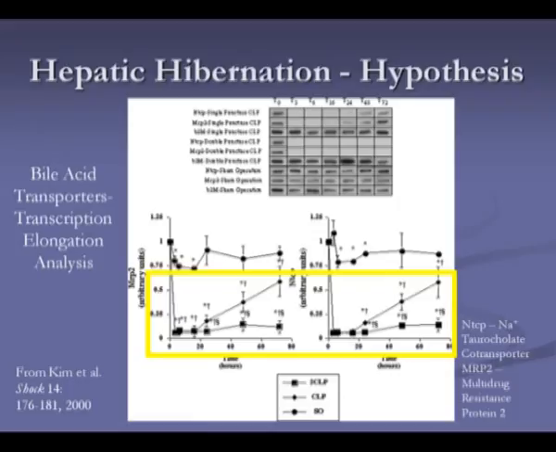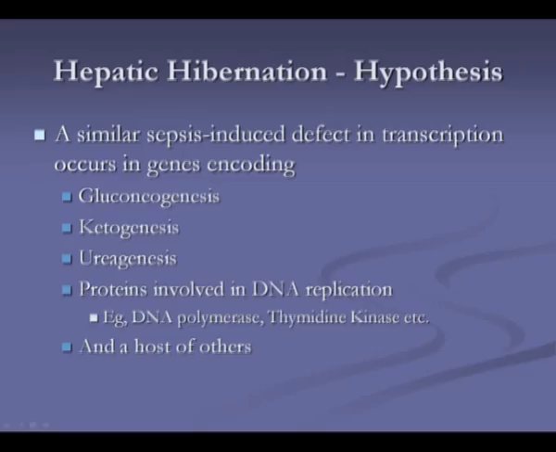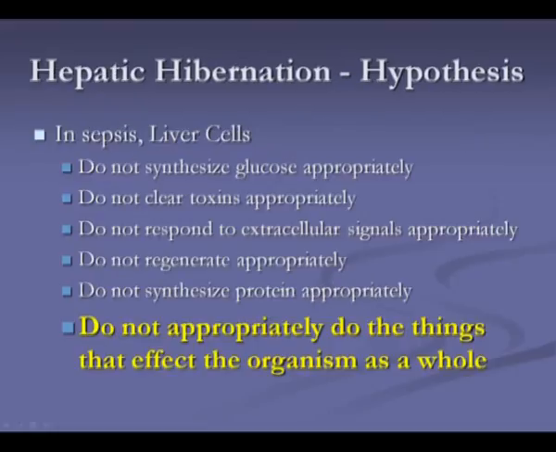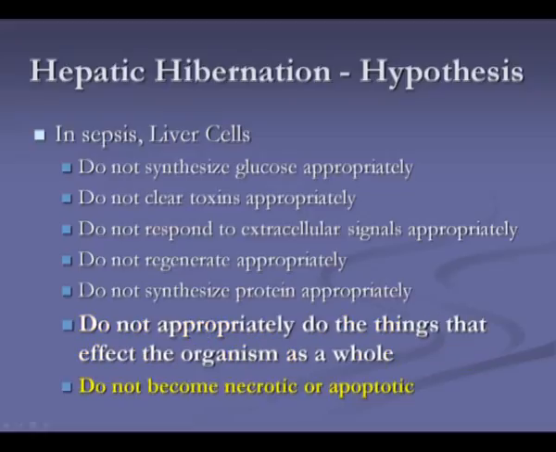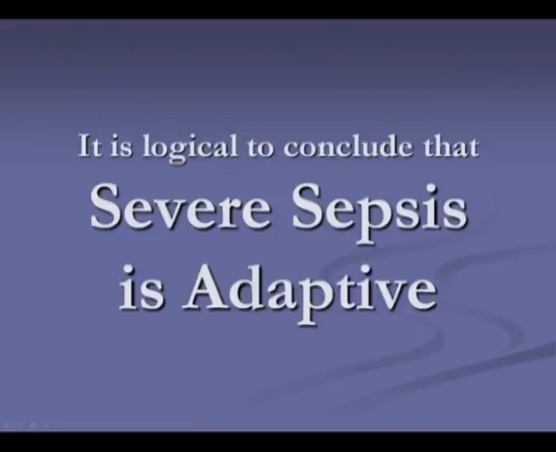Well, we can look at a whole series of things. These happen to be bile acid transporters, and what you can see, looking at the squares, is that the ability to generate these proteins is very severely depleted in the septic animals. So there are a host of other things that are involved. We can safely say that the liver in this setting, in severe sepsis in an animal model, does not appropriately do the things that affect the organism as a whole, but the cells don't become necrotic or massively apoptotic.